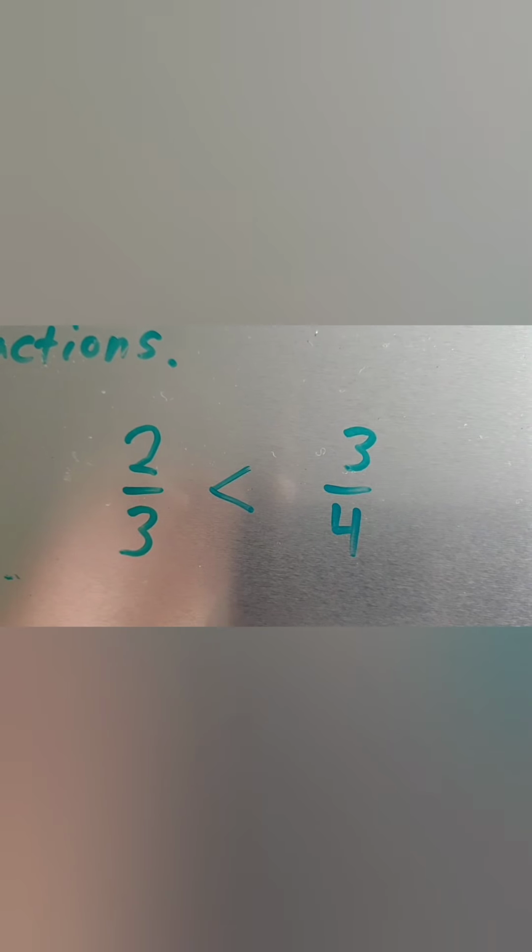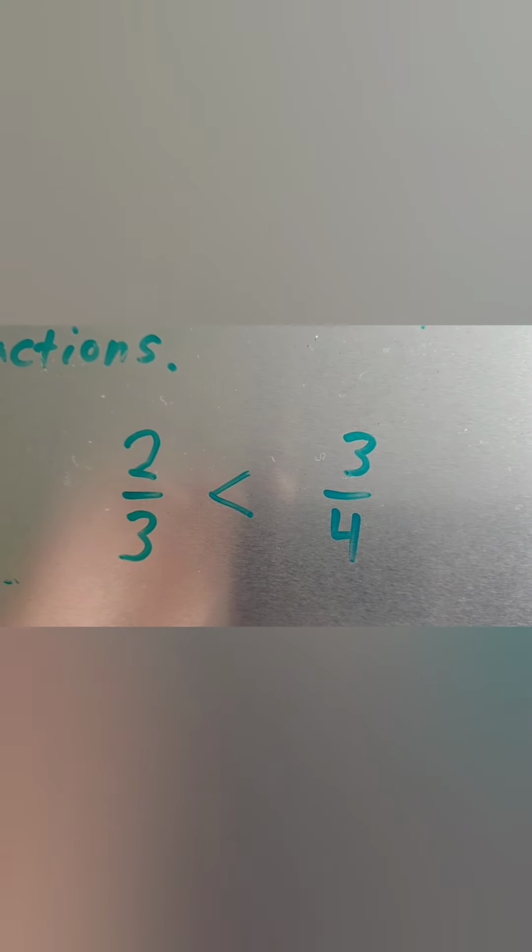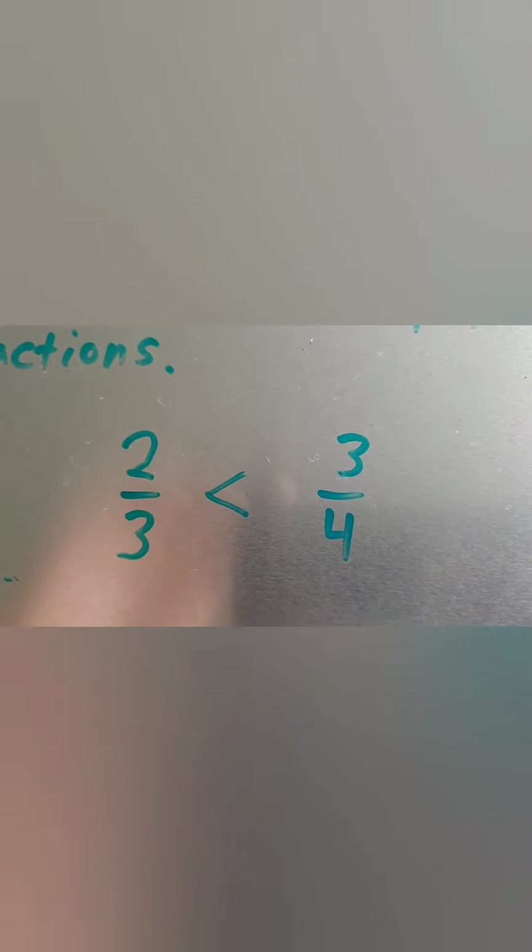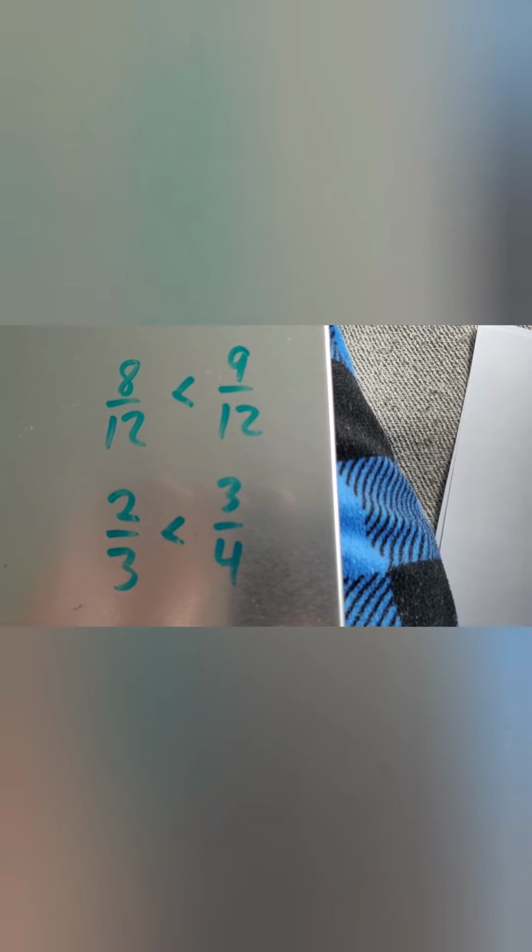And let's see if our results are the same or consistent with what we got when we found common numerators to compare fractions. So when we found common numerators, we had figured out that 2/3 is less than 3/4, and now that we found common denominators, we also see that 2/3 is less than 3/4. So we got the same result.